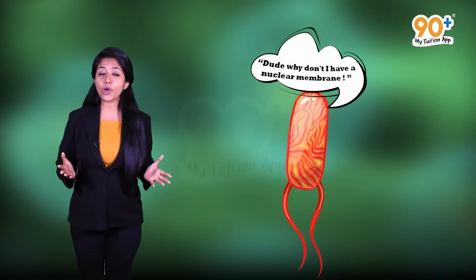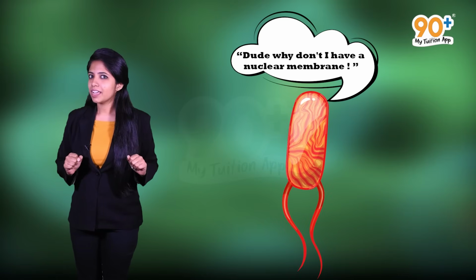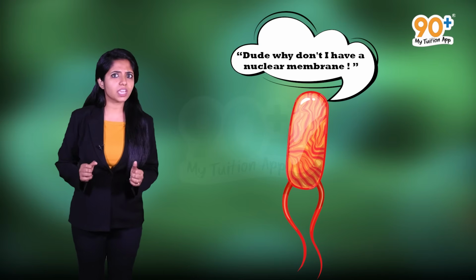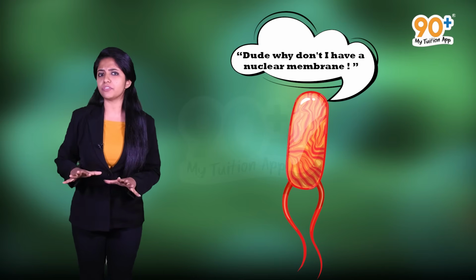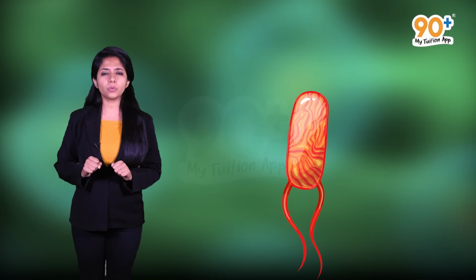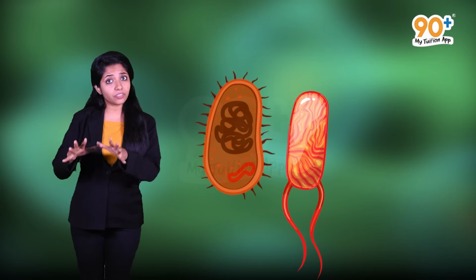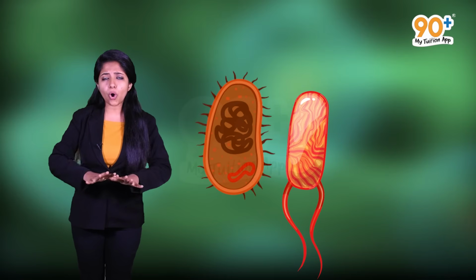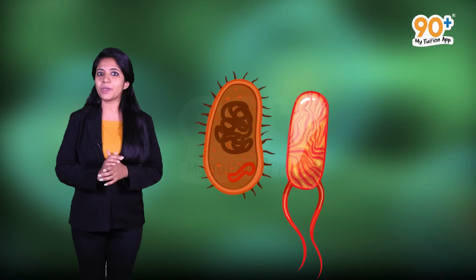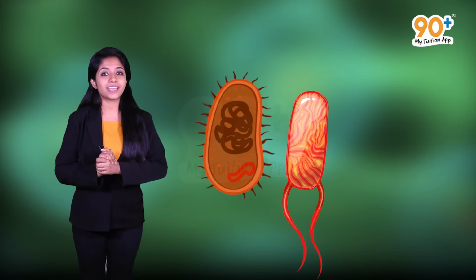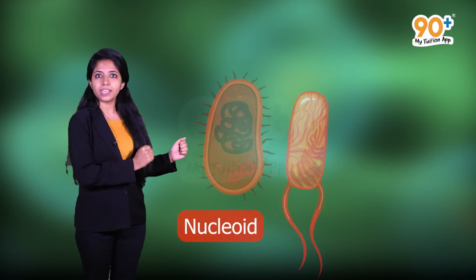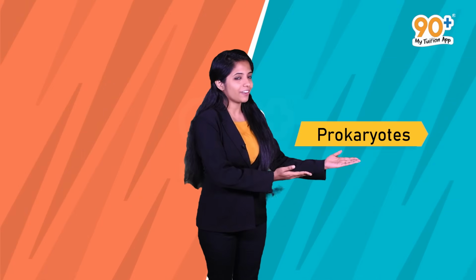Oh, and you know what? There are a few organisms like bacteria that do not have a nuclear membrane, which is why we can say that they have a poorly defined nuclear region. But they have an undefined region that contains all the contents of the nucleus. This region has a name. It is known as the nucleoid. And these types of organisms that do not have a nuclear membrane are known as prokaryotes.